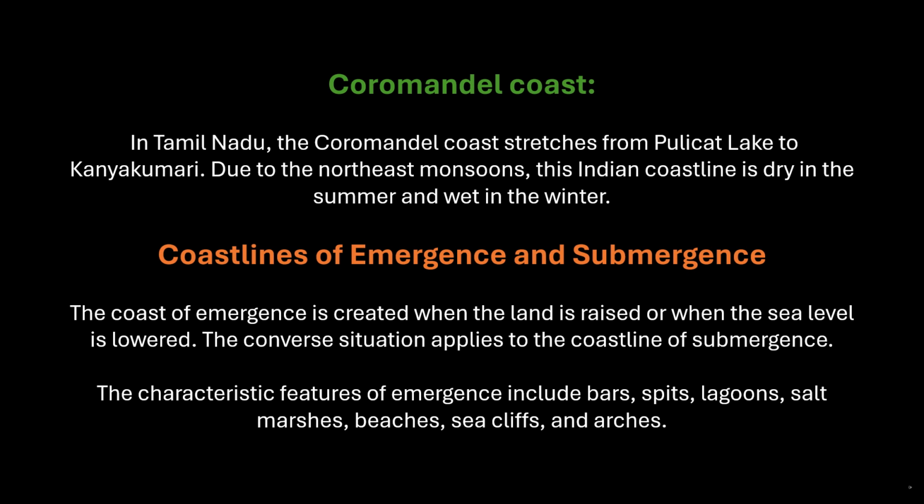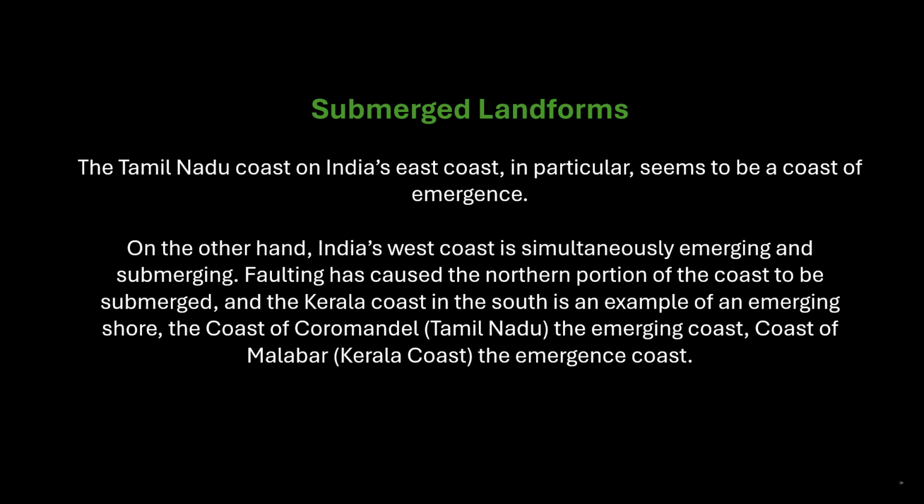Coastlines of Emergence and Submergence. The coast of emergence is created when the land is raised or when the sea level is lowered. The converse situation applies to the coastline of submergence. The characteristic features of emergence include bars, spits, lagoons, salt marshes, beaches, sea cliffs, and arches. Submerged landforms. The Tamil Nadu coast on India's east coast, in particular, seems to be a coast of emergence.